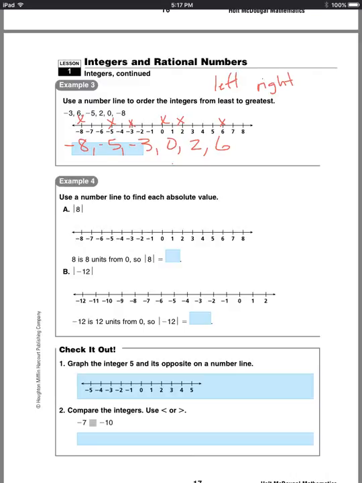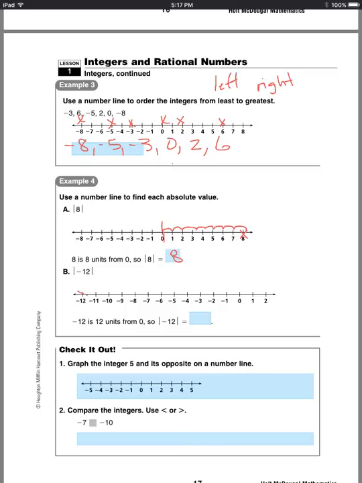Use a number line to find each absolute value. Now remember, the absolute value is the distance a number away is from 0. So, we have 8. And we have 0 here. That means there's 1, 2, 3, 4, 5, 6, 7, 8 units. So the absolute value of 8 is 8.